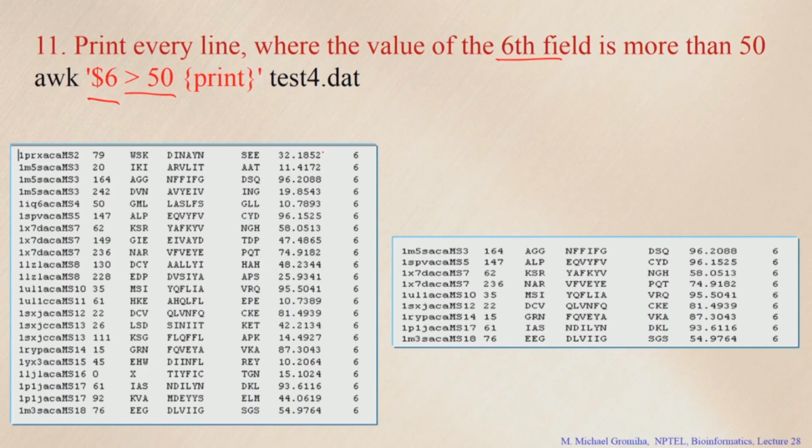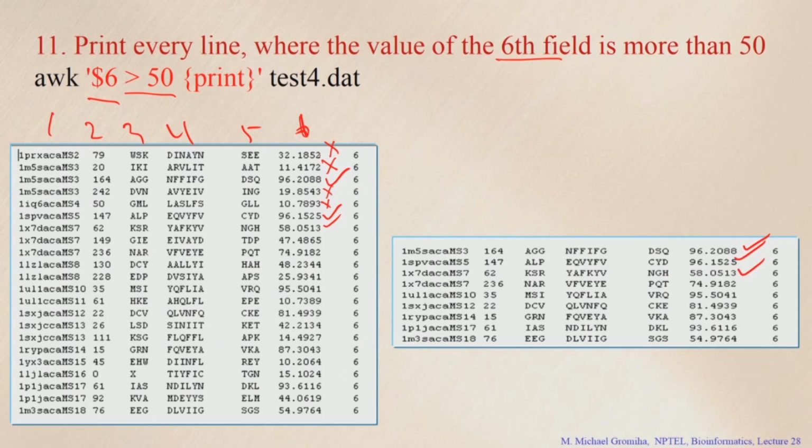Is this more than 50? No. This is $6, the sixth field: 1, 2, 3, 4, 5, 6. Is the second one more than 50? No. The third one? Yes. Then again this no. You can see the same way: 96 is present here, the next 96 is present here, and 58 is present here. So, you can see the values which are more than 50.